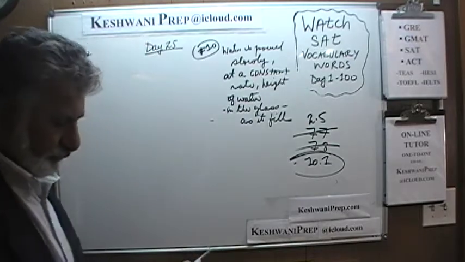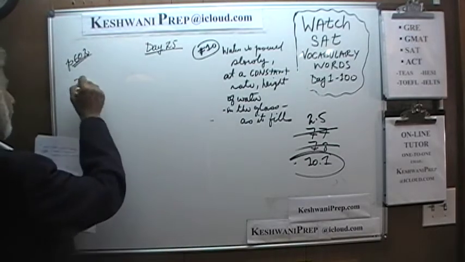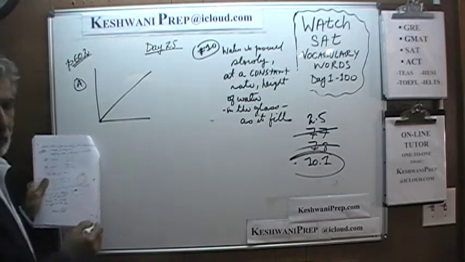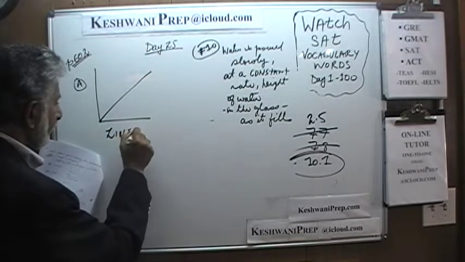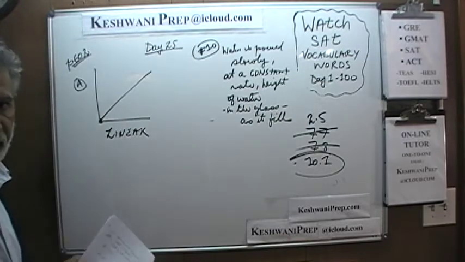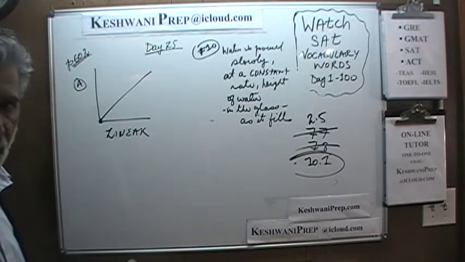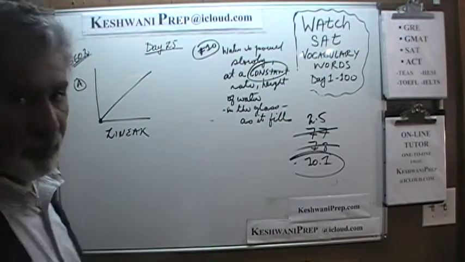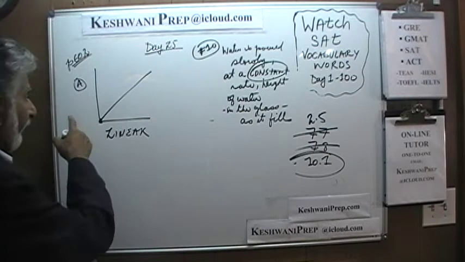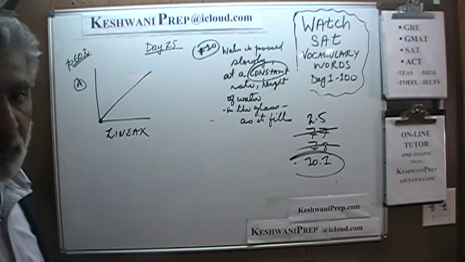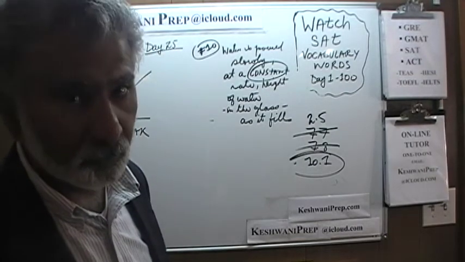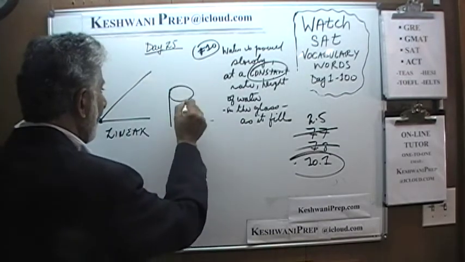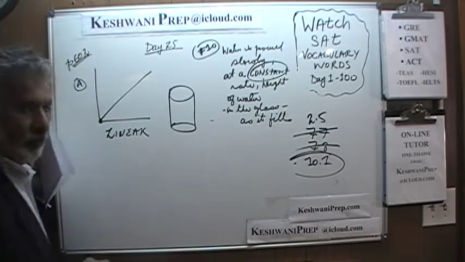The first one, answer choice A, the graph looks like this. It's a linear graph, obviously. It's starting at the origin because the height is zero when there's no water in it, and you start pouring at a constant rate, hence the importance of the word constant. When would the graph look like this if you were to measure the height of the water in the glass? This would be the case if the glass looked something like this, where the diameter of the glass was uniform throughout.